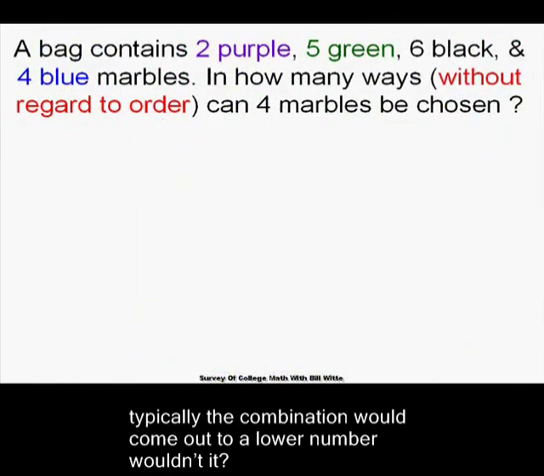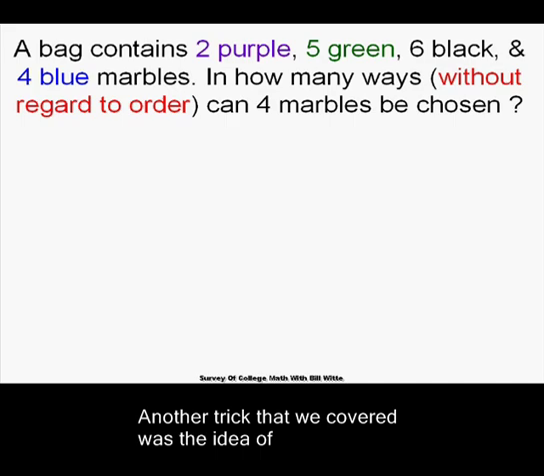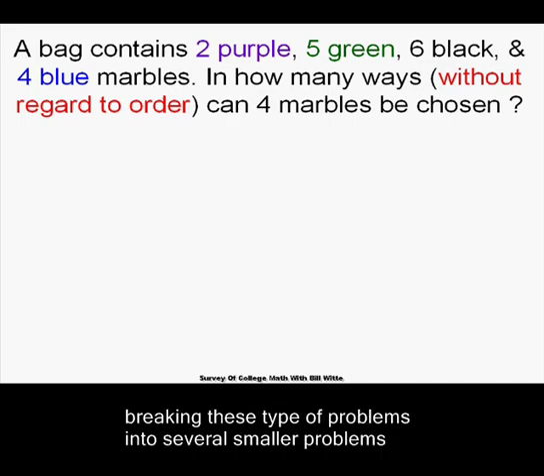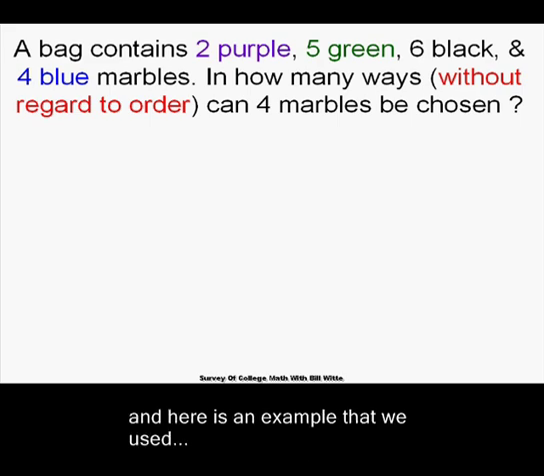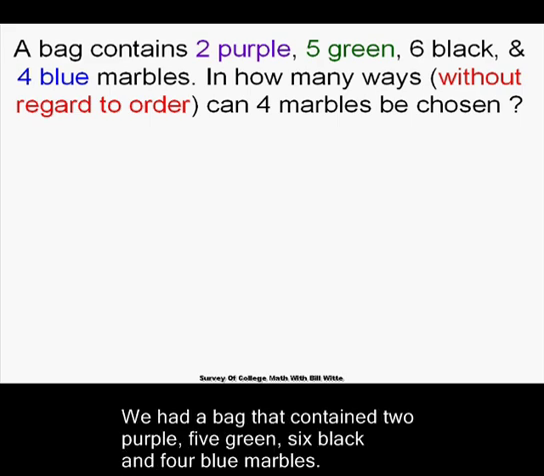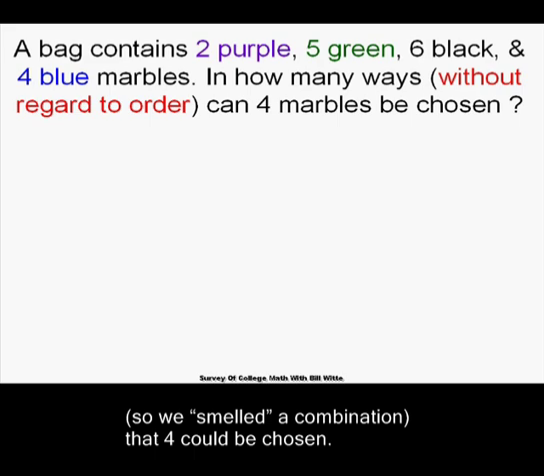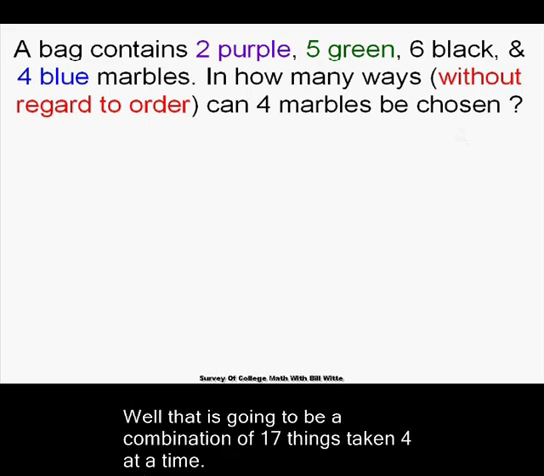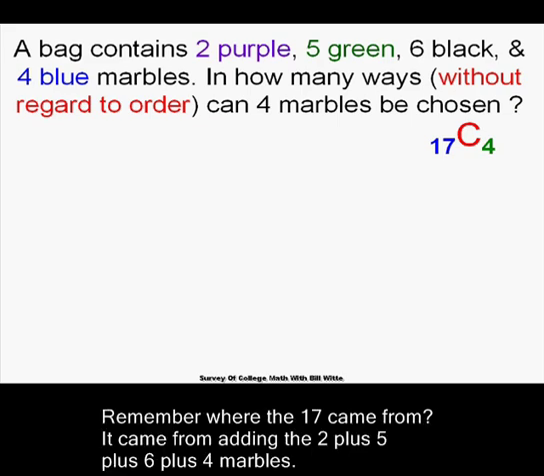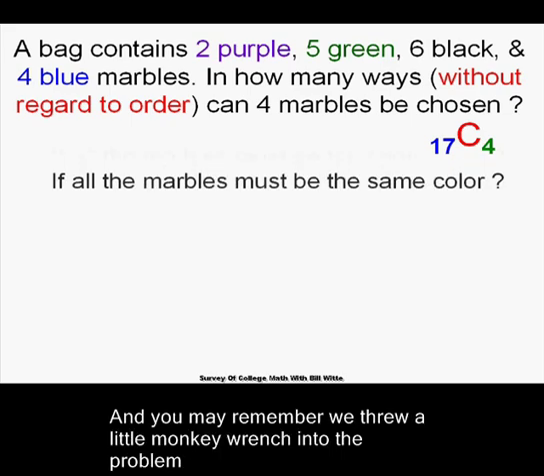Okay, the other thing that we covered is that sometimes we're going to have to break a problem into a bunch of little problems. Here's an example that we used. We had a bag that contained 2 purple, 5 green, 6 black, and 4 blue marbles. And we wanted to know in how many ways, another counting problem, without regard to order, so we smelled combination, can 4 marbles be chosen? Well, that's going to be a combination of 17 things taken 4 at a time. Where did the 17 come from? 2 plus 5 plus 6 plus 4.